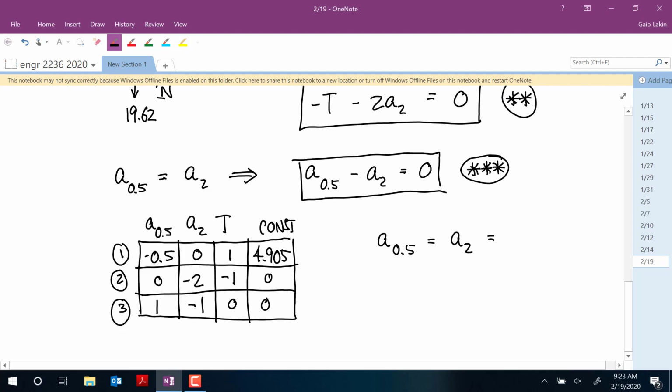Can someone tell me what those are? Negative 1.962 meters per second squared. And what's T? 3.924 newtons.